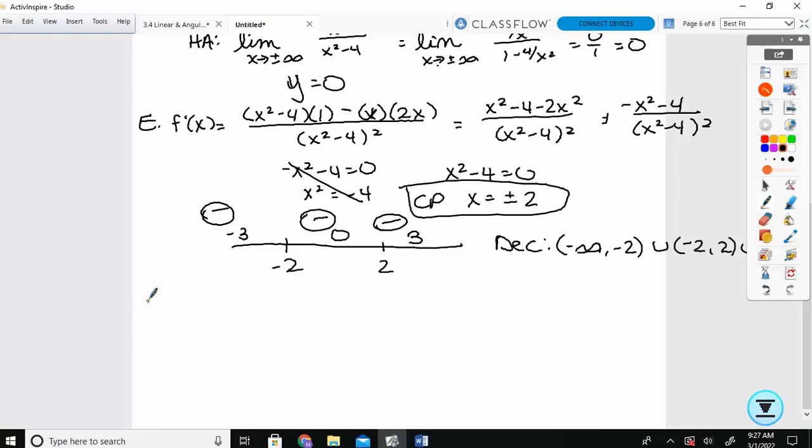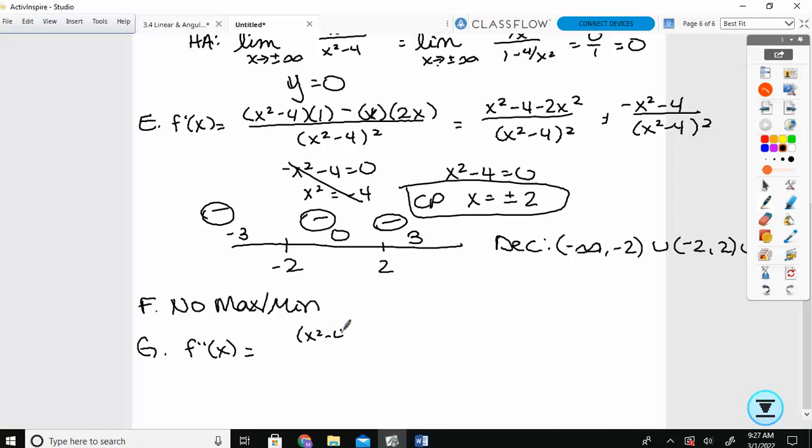So this graph is always decreasing. Do we have any maxes or mins? No, if you're always decreasing, there's no max or min. If we did, I would expect full ordered pairs, so how would you get the y values? Plug it into the original. So then we need the inflection points, so we have to do the second derivative.